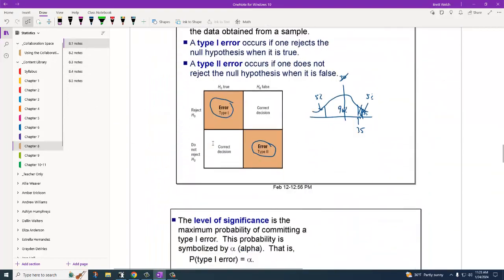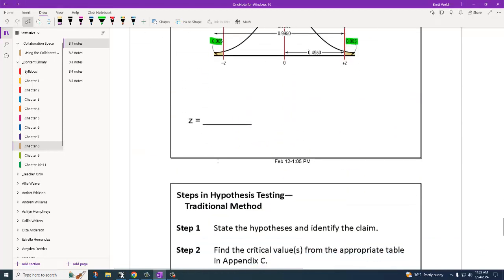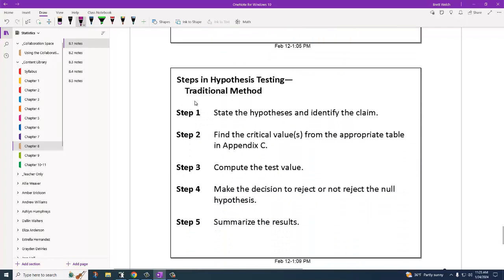So that tells me that the z-score for this is going to be negative 2.58 for the left, and over here on the right, a positive 2.58. Those would be the z-scores that would cut my graph. Any z value that you get that's beyond those would be extreme enough to reject the null hypothesis. This is the traditional method.